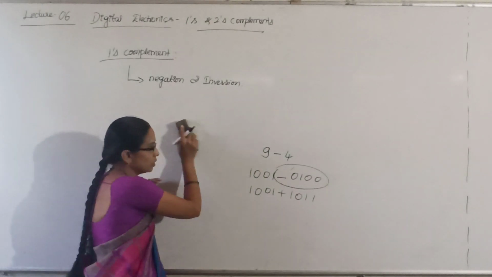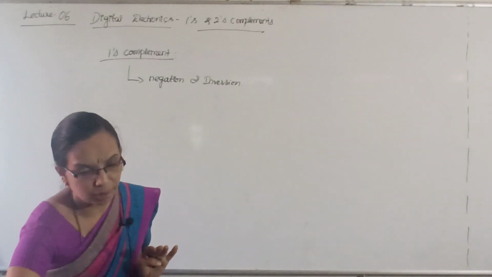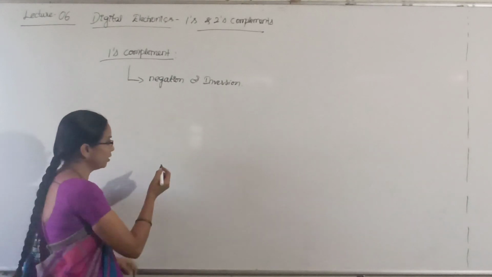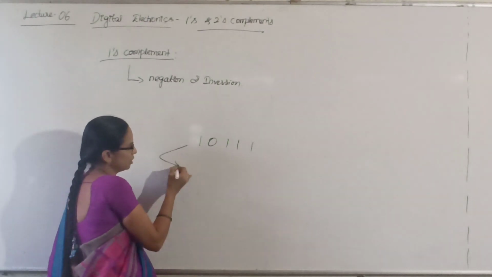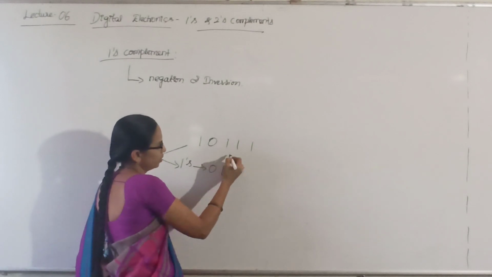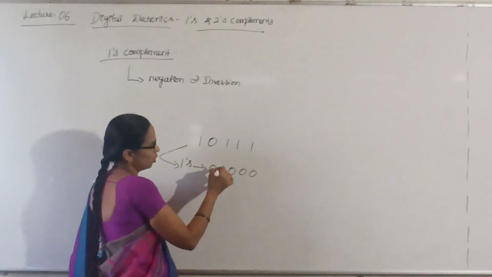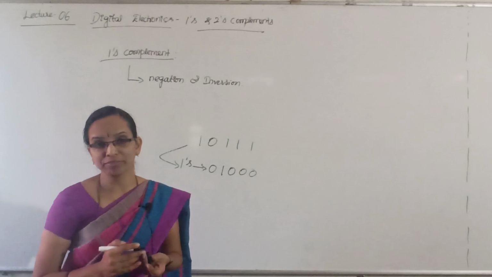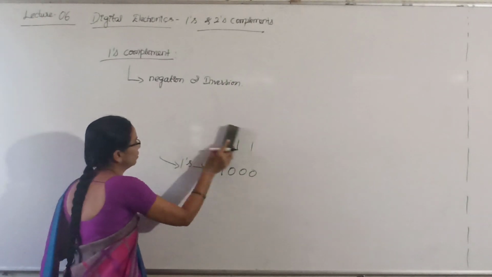Okay, this is 1's complement of a binary number. You just need to remember how to write the ones complement of the binary number. For example, if I take this, the ones complement of this will be 01000. All the ones are replaced by zeros, all the zeros are replaced by 1. That will become the ones complement of the given binary number.